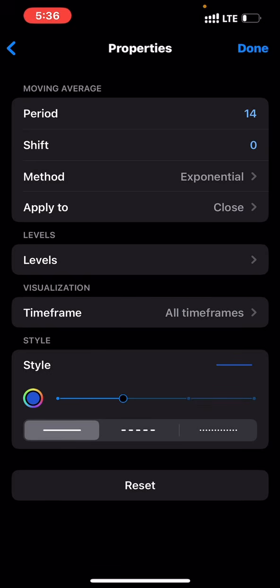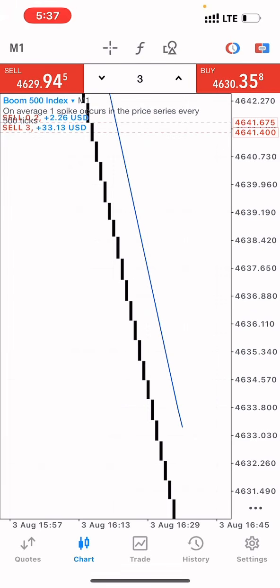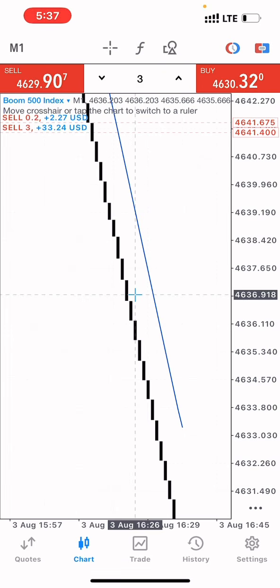First of all, let's set that up. Period of 14, shift 0. Method is exponential. Apply to close. You don't need any levels, so skip that, and you can choose whatever color you like. Make sure it is visible on your chart, and click done. You can set your pixel to be 2. I'm using 2 pixel right now, as you can see. So click done when you're done with that.